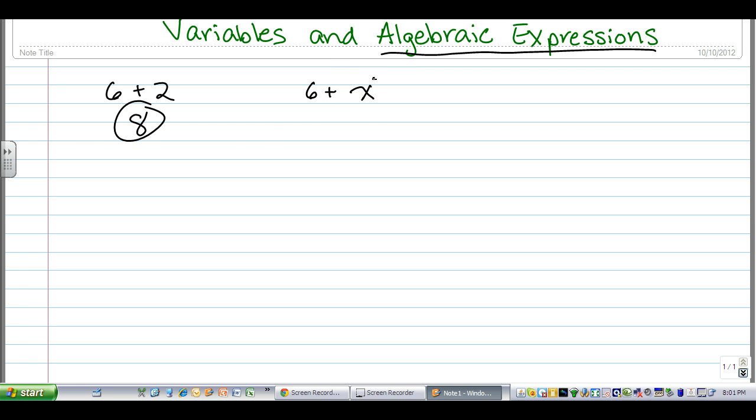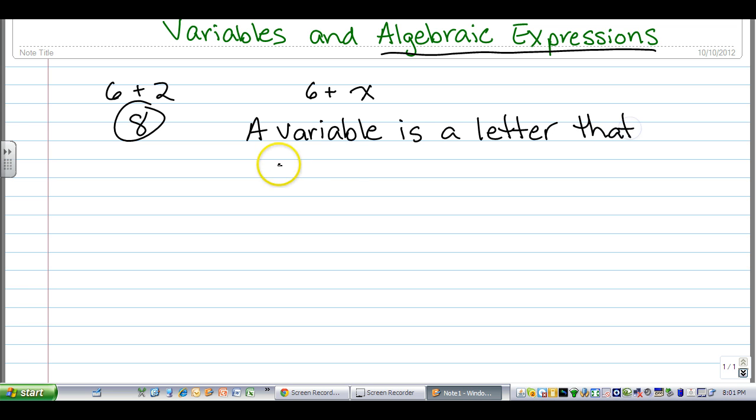So here's the definition for a variable. A variable, write this with me, is a letter, and it's always a lowercase letter, not a capital letter, that stands for a number. A variable is a letter that stands for a number. Interesting. Okay? And it can change. It can vary.